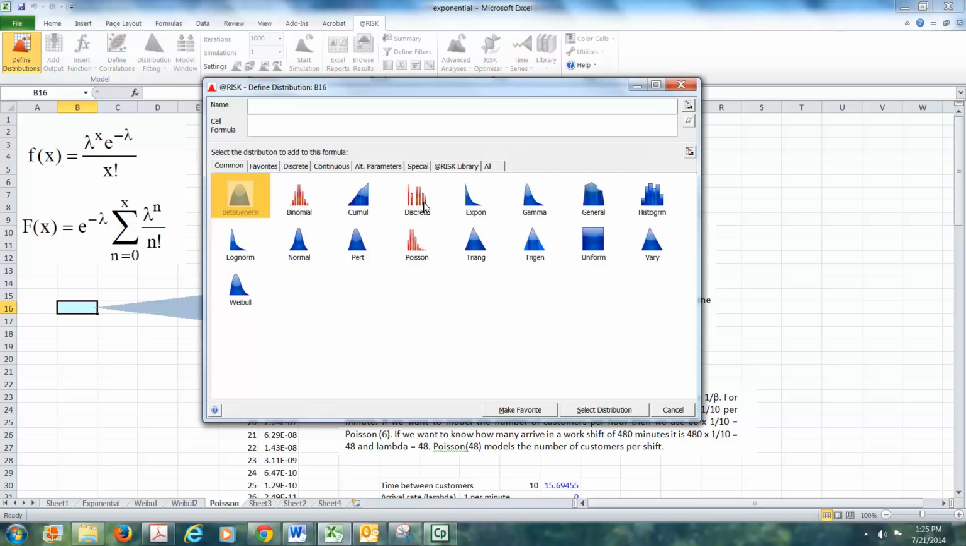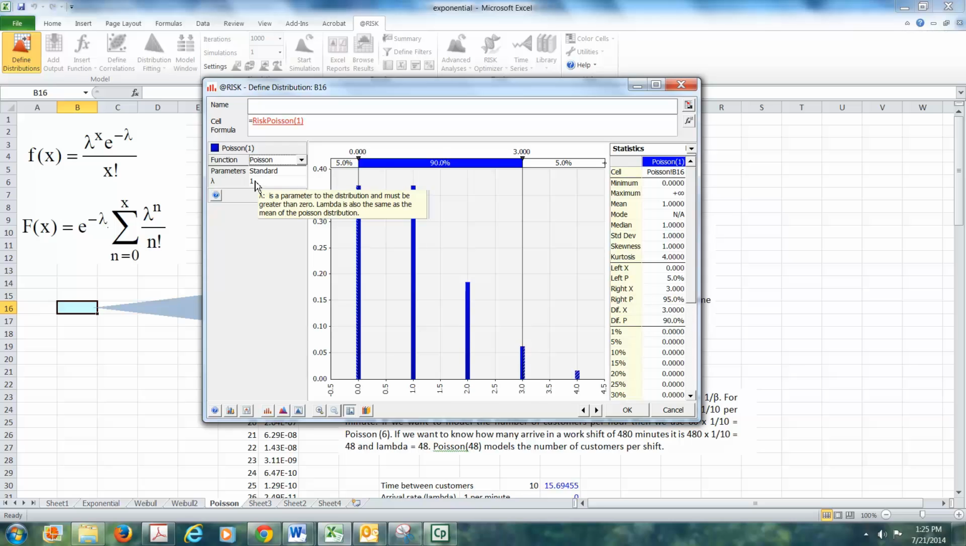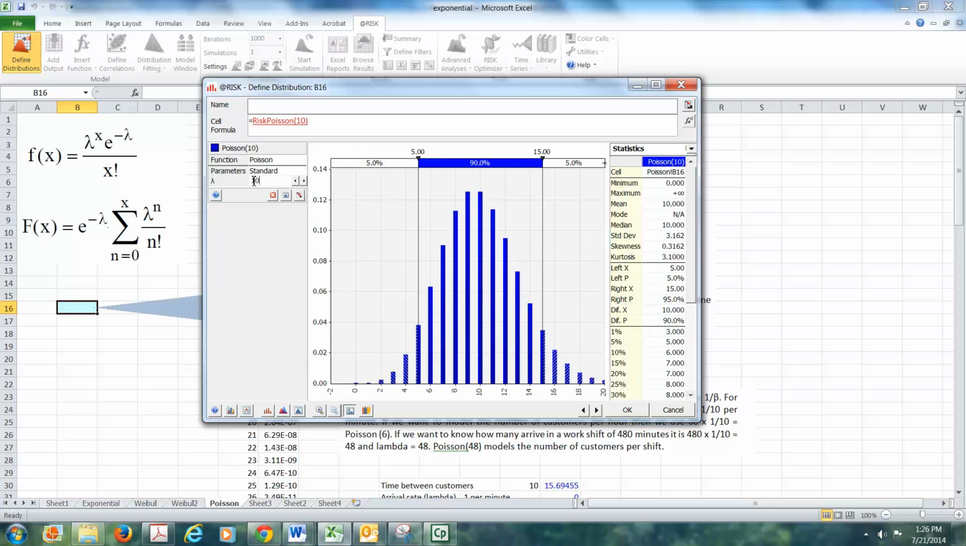We are looking for the Poisson distribution, and it comes up with one parameter. It must be greater than 0, and it is the mean. So change that from 1 to 10, and you can see the probabilities increasing up to lambda. They peak at lambda, and then they begin to decrease. The Poisson distribution is a discrete distribution, and it returns only integer values greater than or equal to 0. The ratio of its mean to its variance always equals 1.